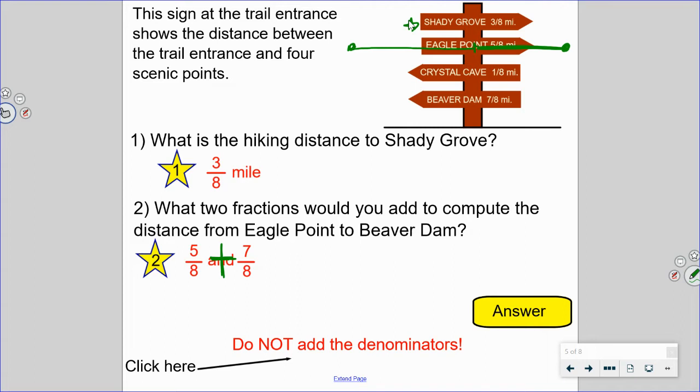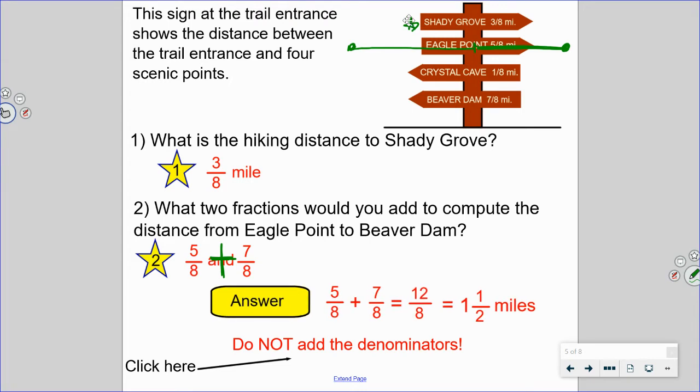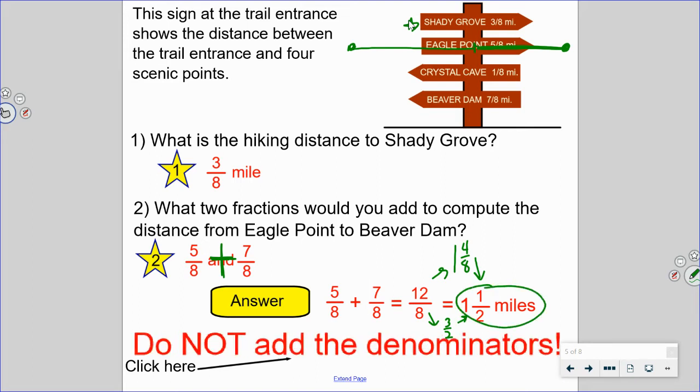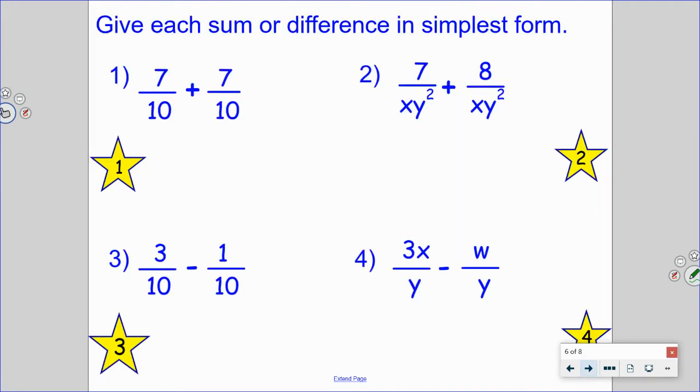Now, as you can imagine, when you add 5/8 and 7/8, you're going to get 12/8, which then reduces, if you need to, to 1 4/8, which simplifies again. Or some people prefer reducing it to a simplified improper fraction and then changing it. Either way, 1.5 miles. Can I be abundantly clear here? Do not add the denominators. All right, so a few examples and then we get back to our homework.